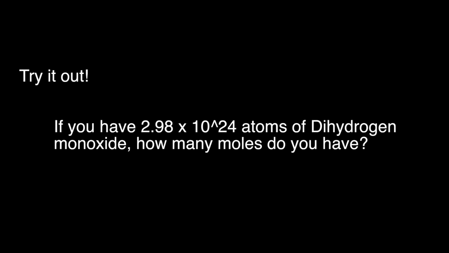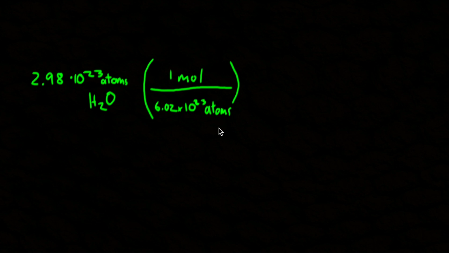Try this out on your worksheet. Pause the video and afterward we will work it out. So how you would do this is you would set up your conversion table of moles over atoms, and you see that there's 2 atoms, so you can cross them out because they cancel out with each other, which leaves you left with moles. So you know that your answer will be in moles, which is a good thing because that's what you're looking for, moles of H2O.